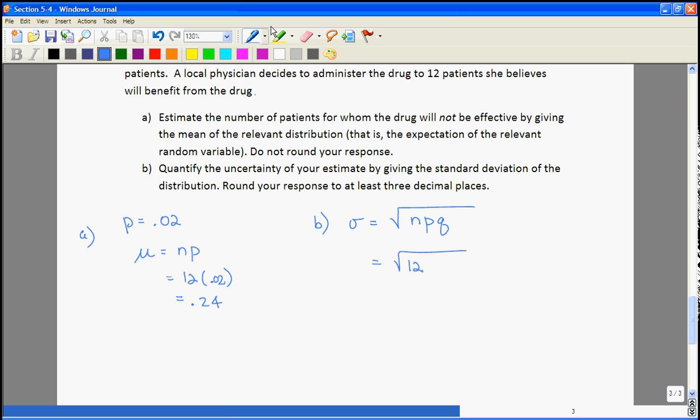So over here, we're going to have 0.02 for the probability of not being effective and 0.98 for the probability of being effective. And that comes out to 0.485.